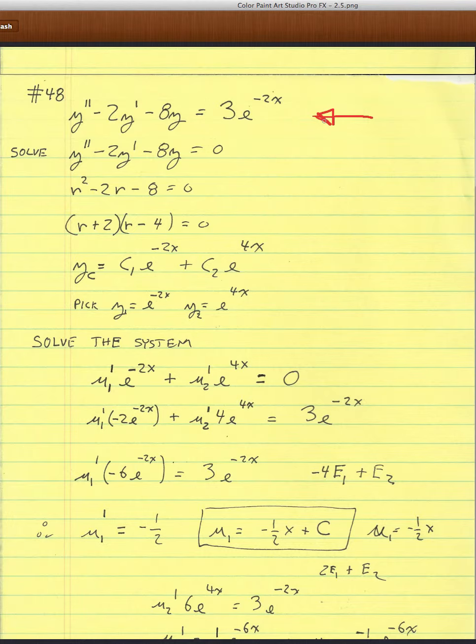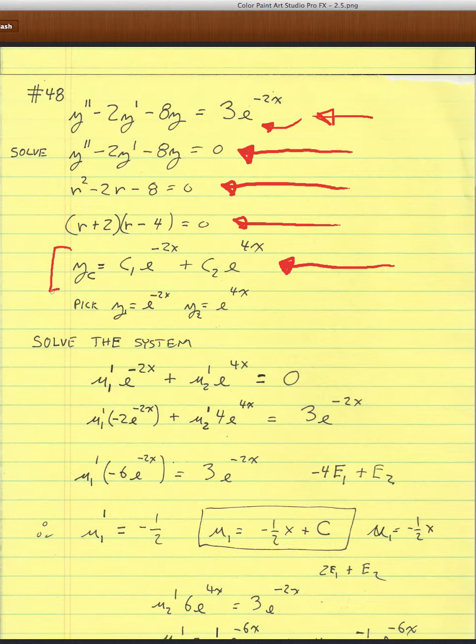I'll read the instructions. It says, use the method of variation of parameters to find the particular solution of the given differential equation. Okay, so to do this method, as is illustrated in the textbook, we need to first solve the homogeneous equation right here. So I'm doing that in the same way I've done it over and over and over. Find the characteristic equation, factor the characteristic equation, and luckily we are able to obtain the general solution to the homogeneous equation right here.